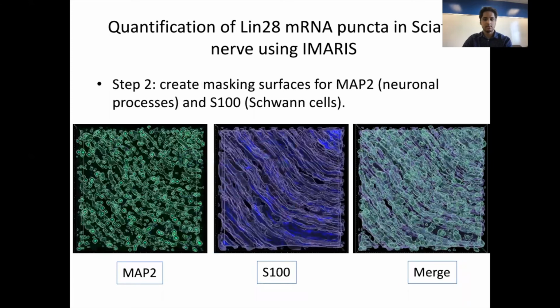The second step in the quantification was to generate virtual surfaces for both the MAP2 and S100. During the surface generation, we adjusted the threshold of the mask to make sure it covered all the staining perfectly.